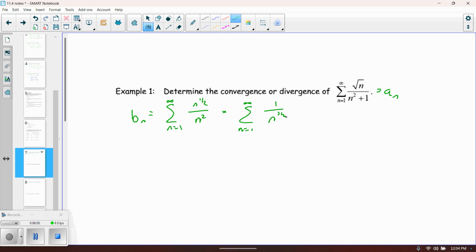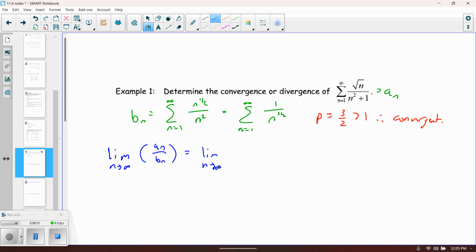Well, what do we know about b sub n? This is a p series. P is 3/2, which is greater than 1, which means that b sub n is convergent. So now, if we take the limit as n goes to infinity of a sub n over b sub n, or b sub n over a sub n, that order doesn't really matter. And if this limit gives us any kind of a finite value, because b sub n converges, a sub n will also converge. So let's go ahead and find this limit.